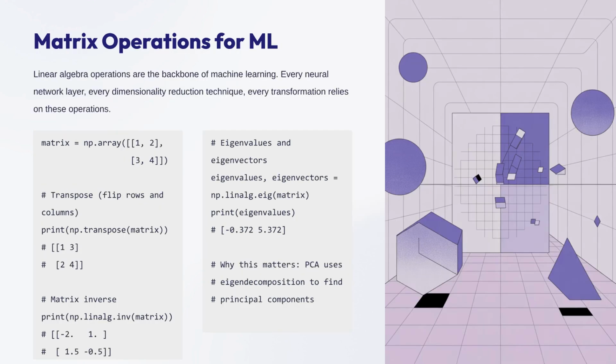Linear algebra operations are the backbone of ML. NumPy's linalg module handles matrix transpose and inversion. Eigenvalues and eigenvectors, also found here, are used in techniques like principal component analysis.